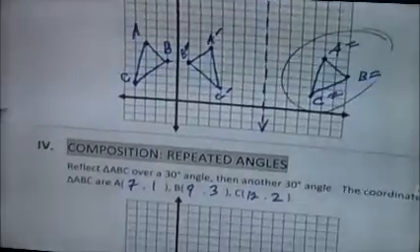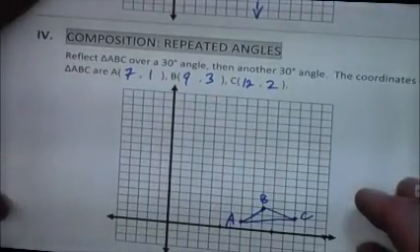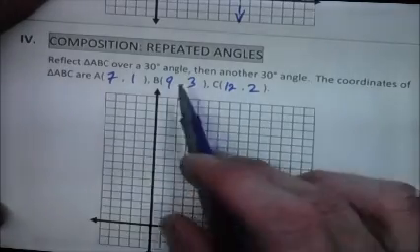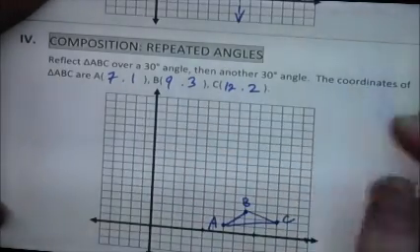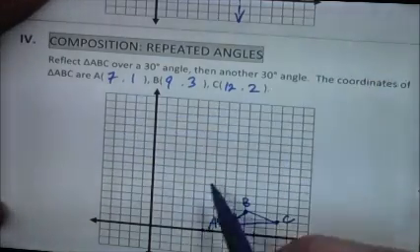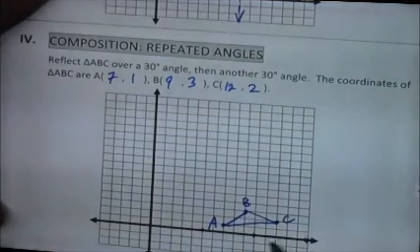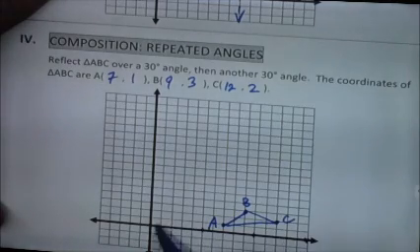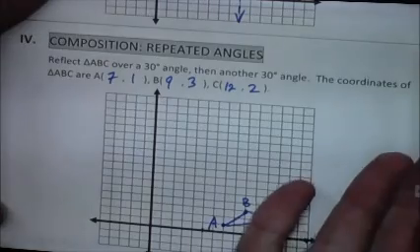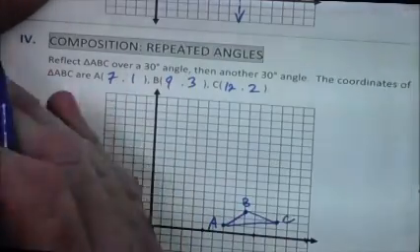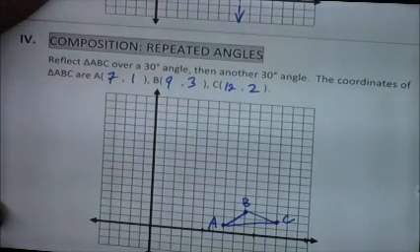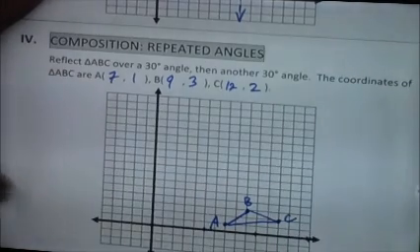Now, let's take a look down here. When we're talking about repeated angles, we're going to reflect ABC over an angle, and then another angle. Now, unless it says different, you reflect them counterclockwise. So that means doing a 30-degree angle from this line here, to each one of them, to the origin. And you're always going counterclockwise unless it specifically says clockwise. This one doesn't say clockwise, so we're going counterclockwise.